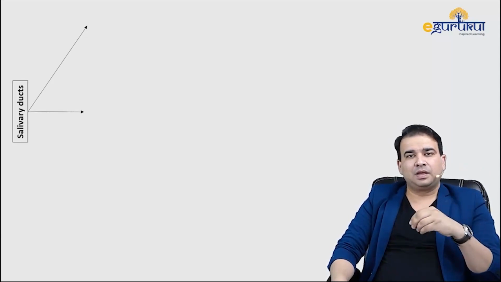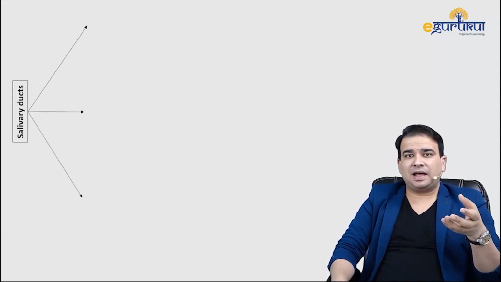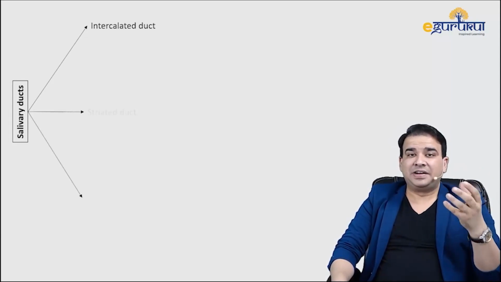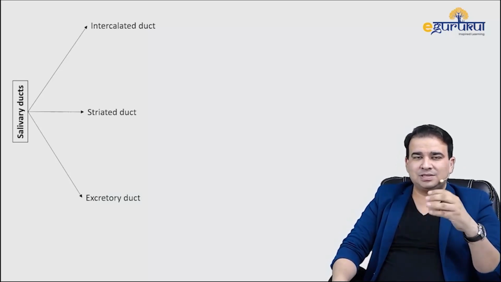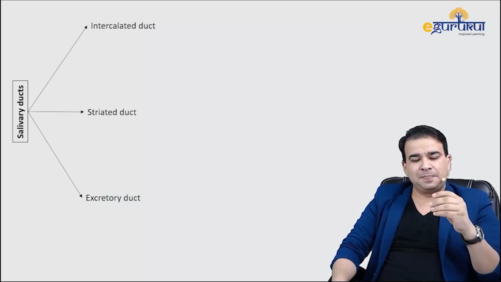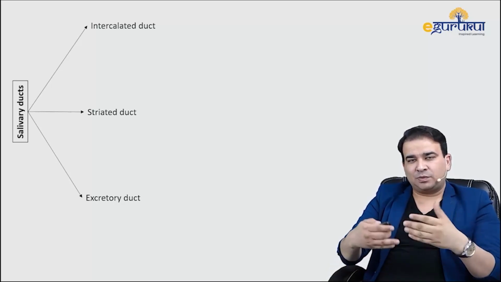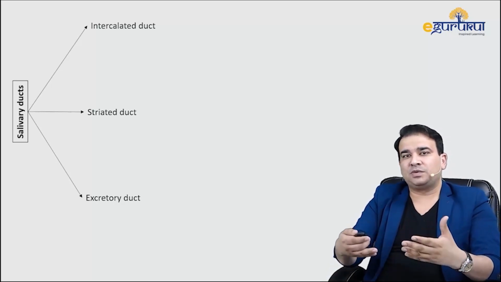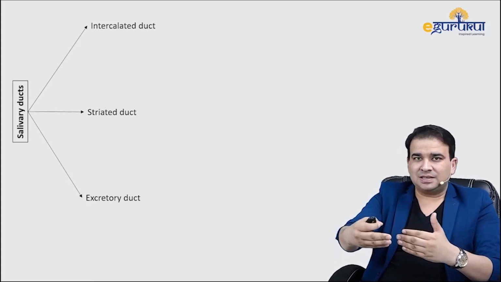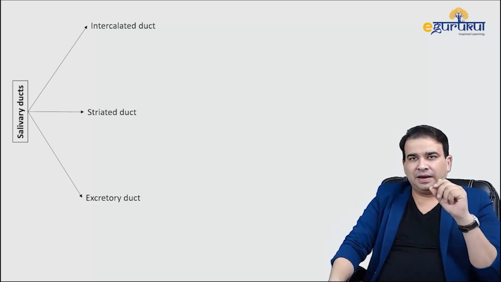Now moving on to the salivary gland ducts. The ducts in the salivary gland can be an intercalated duct, a striated duct, or an excretory duct. So the 3 kinds of ducts that you will notice are the intercalated, the striated and the excretory duct. Intercalated ducts are those which start from the acinus, the serous or mucous acinus, whatever it is. The duct that begins from that acinus is the intercalated duct.